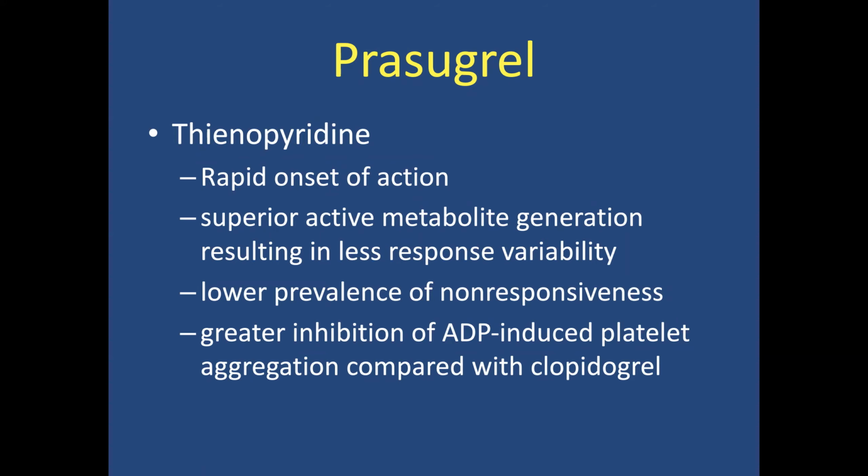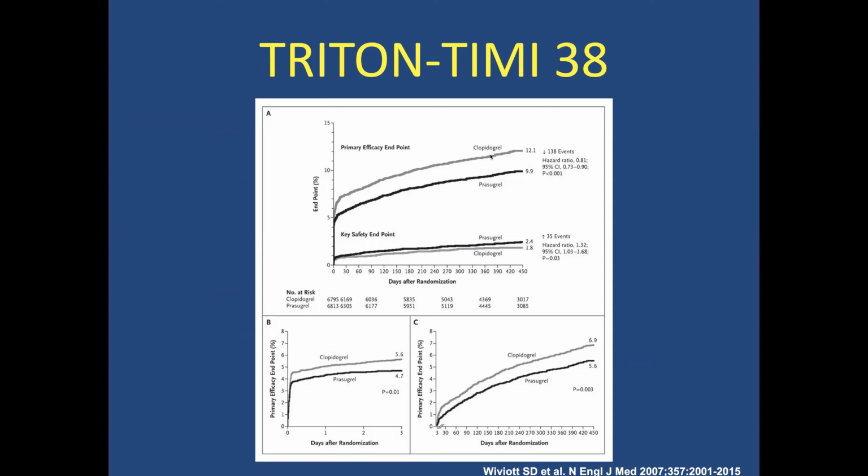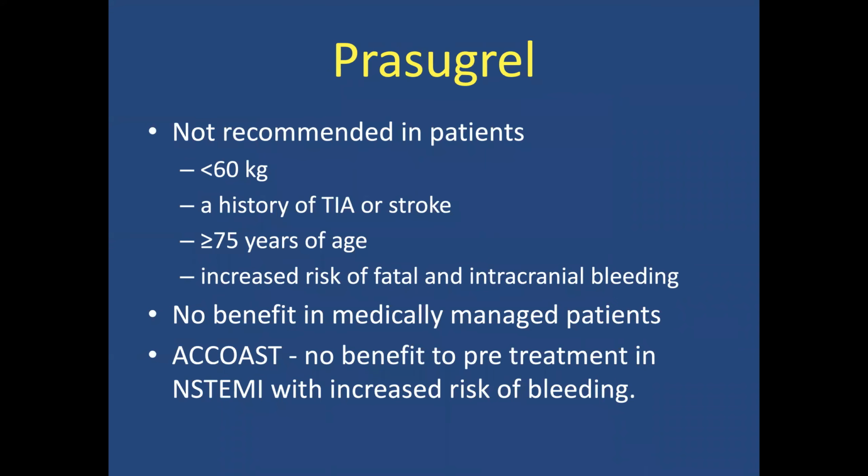And this did show that in those patients who were mostly post-PCI, and it was an ACS population, all ACS population, there was a significantly decreased combined endpoint, which was vascular events, with the use of prasugrel as compared to clopidogrel. All these patients were on aspirin, and this did come at the cost of some increased bleeding, but significantly decreased rate of vascular events, again in the ACS population.